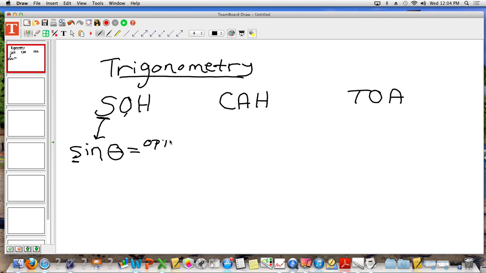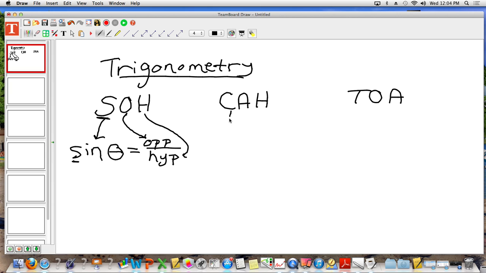Opposite. So, I'm going to abbreviate OPP divided by HYP, because the H, I'm sorry, I just assumed you knew the H meant hypotenuse. Whatever that word, I can't say it. Hypotenuse. The O is opposite. The H is hypotenuse.